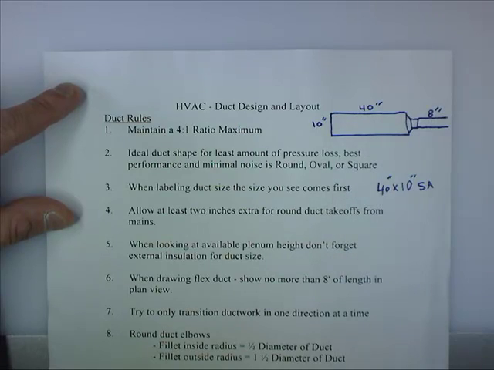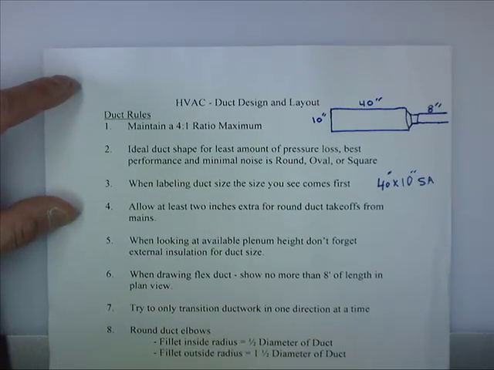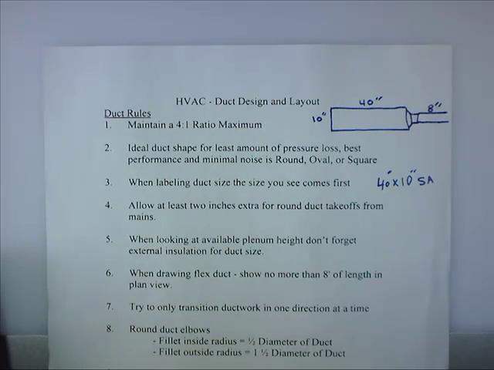Alright, number 5. When looking at available plenum height, don't forget external insulation for duct size. So this is going to be one of your starting points, really. You're going to look at your ceiling height, you're going to look at the bottom of your joist, and you're going to find out exactly how much space you have in between the top of your ceiling and the bottom of your joist. That's going to be your plenum height. That's the highest that your ductwork can be.